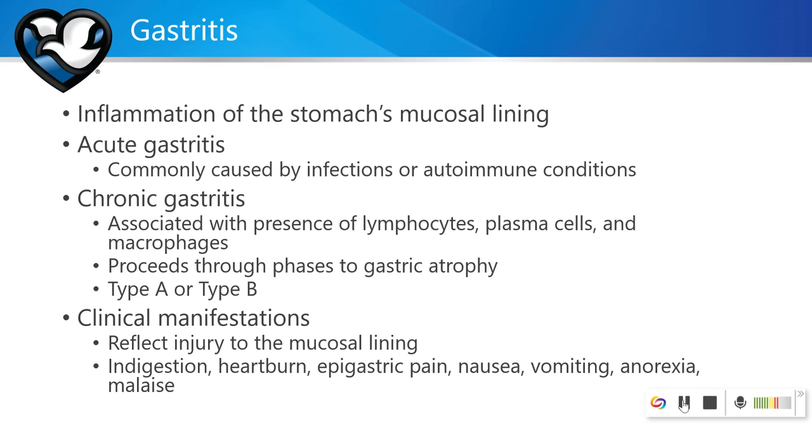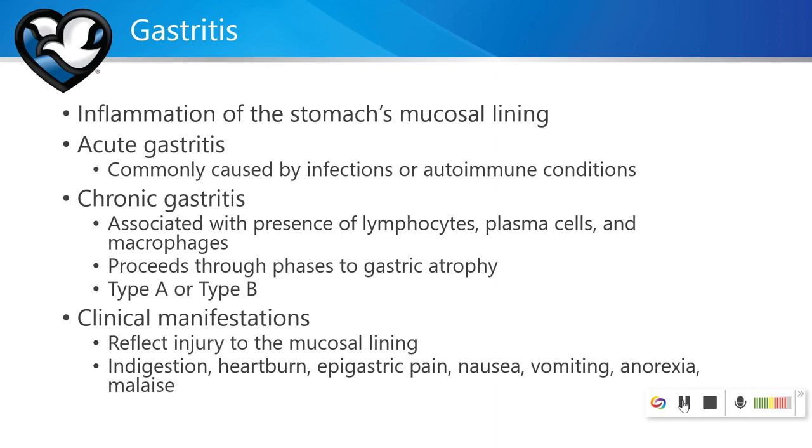The clinical manifestations of gastritis reflect injury of the mucosal lining. These symptoms include indigestion, heartburn, epigastric pain, nausea, vomiting, anorexia, and malaise. The presence of blood in the vomit and melena can indicate ulceration and bleeding.